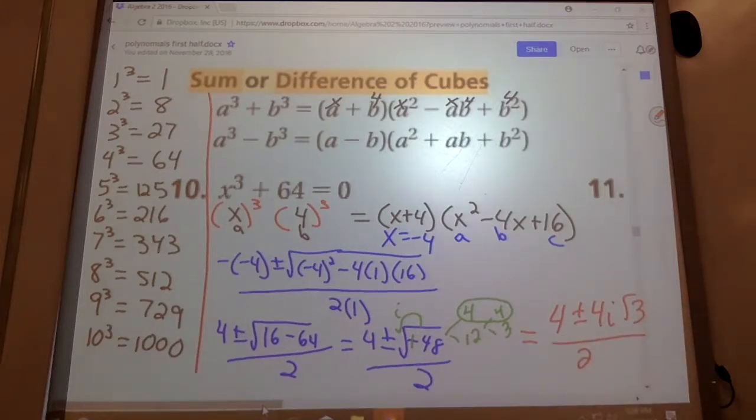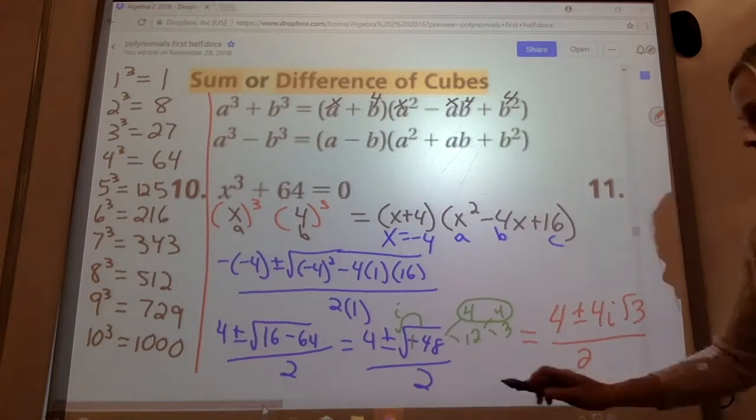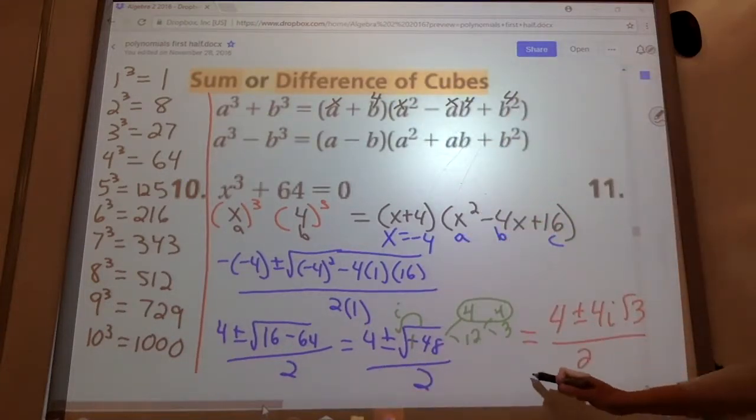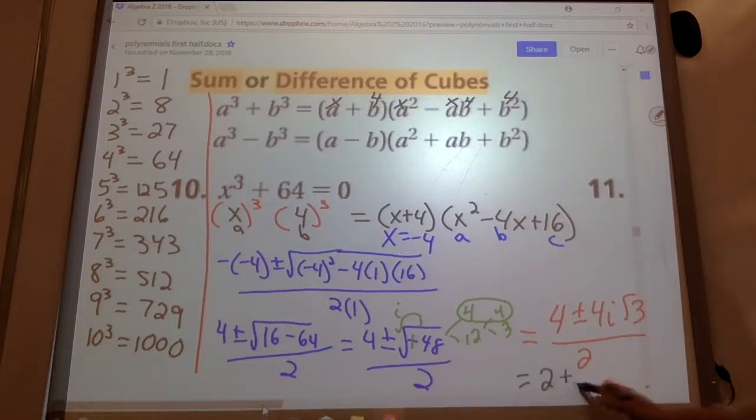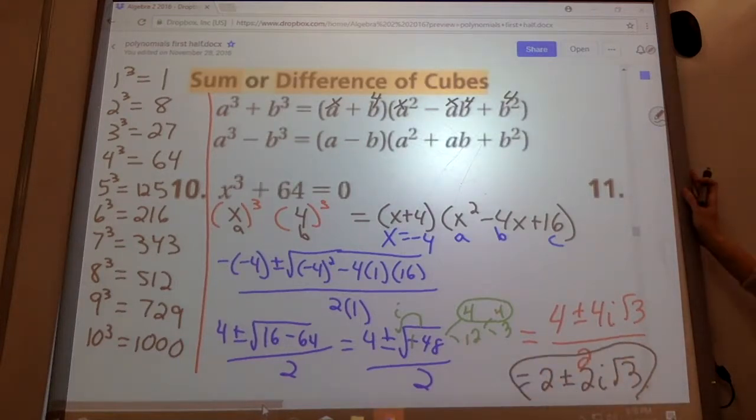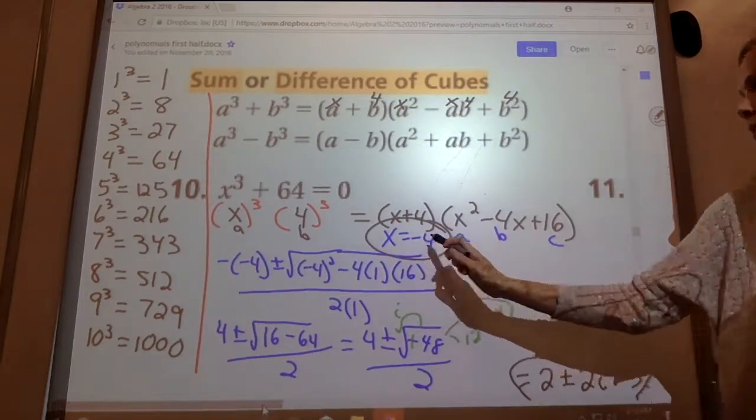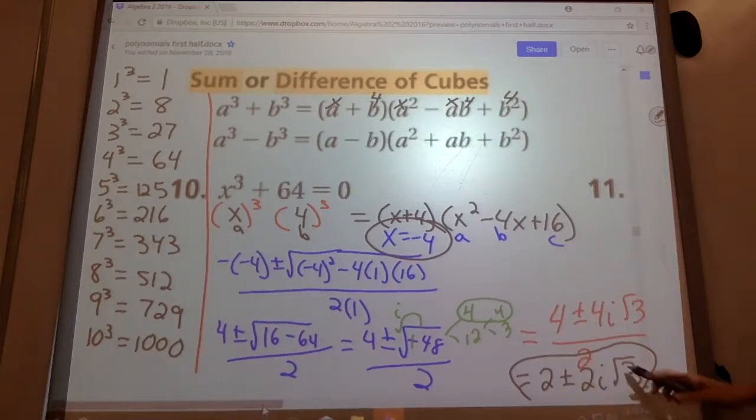But am I done? No. One more step, right? But wait, there's more. One more step because 2 goes into both of those. So I would get 2 plus or minus 2i root 3. So if you didn't learn quadratic formula last chapter, here it is again. It's not going to go away. The only chapter we will not have this is our chapter on statistics. So do I have 3 roots? Yes. x is -4, 2 plus 2i root 3, and 2 minus 2i root 3.